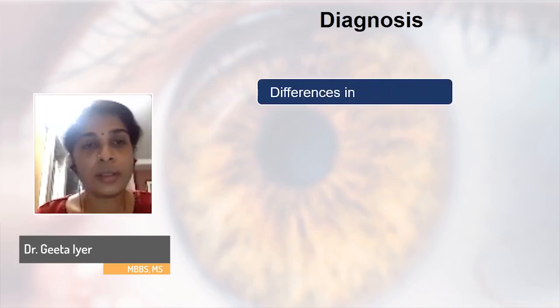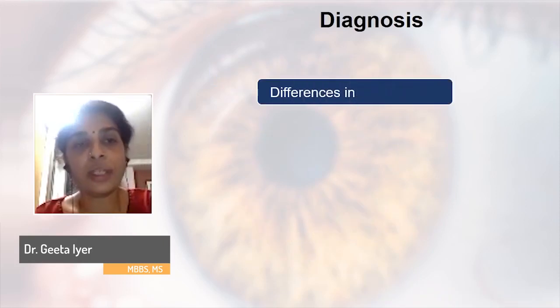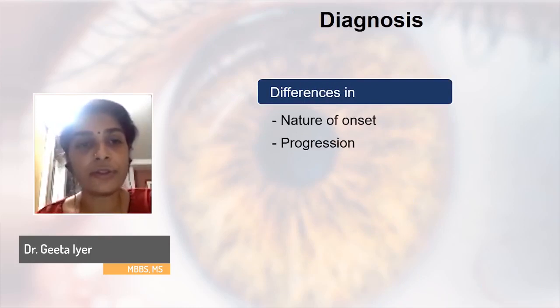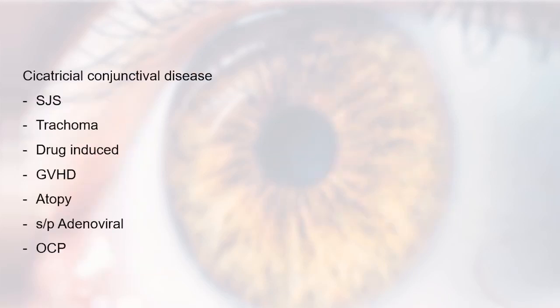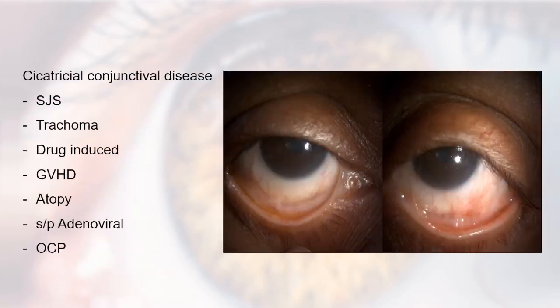The importance here is to differentiate between each of these based on the nature of onset and the progression of the cicatrization, the history and relevant investigations. So when you see a patient who presents to you with this kind of cicatrization, where you see some amount of fibrosis and bands of symplepharon and subconjunctival cicatrization, you need to have a plan in your head as to how you're going to go about ruling out each of your diagnoses.